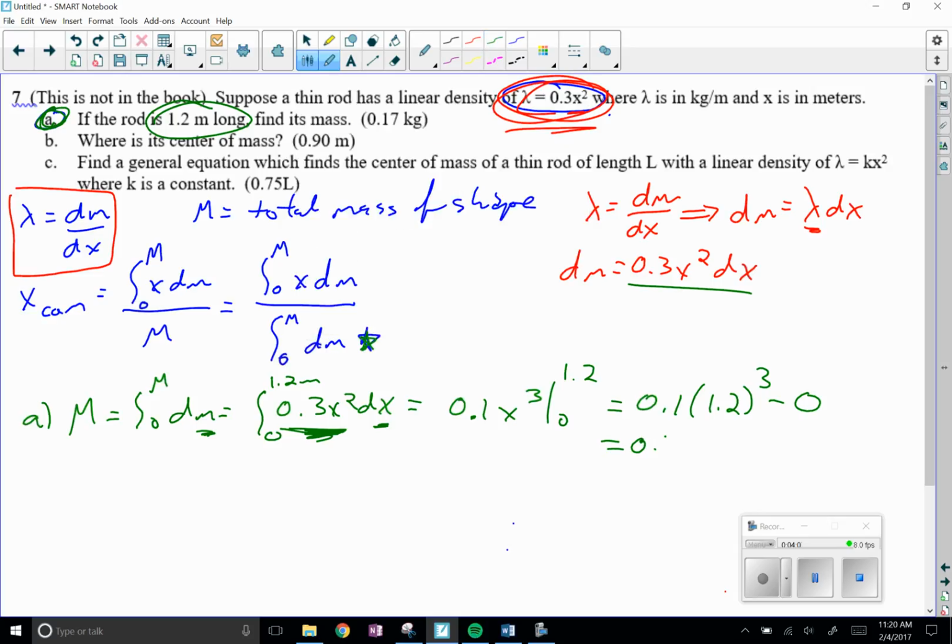Gives you 0.1728 what? Kilograms, right? Because we're talking about mass here. Okay, so that's part A.